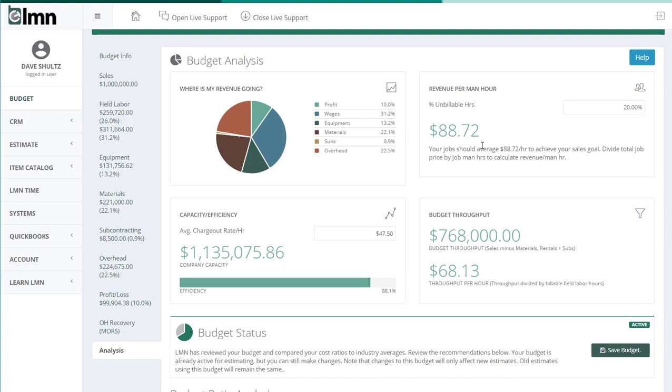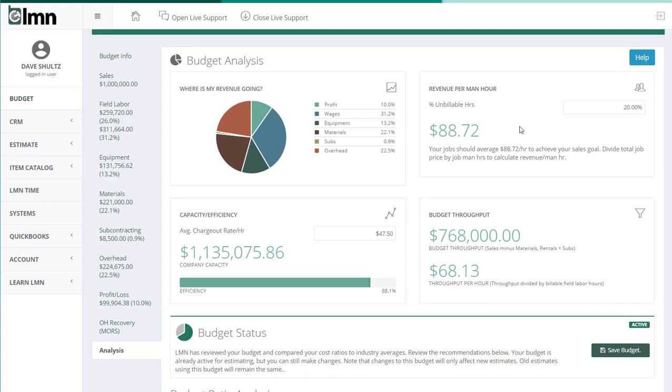And what it's saying here is each hour needs to generate $88.72 of revenue. So if I had a 3-person crew, I could calculate 3 people times $88.72 an hour is how much revenue we need to generate per job hour for a whole crew in order to be profitable. Now, the really handy thing is it'll take every estimate you generate, look at the estimate selling price, and divide that estimate price by the man hours on that estimate. That'll tell you each estimate's revenue per hour.